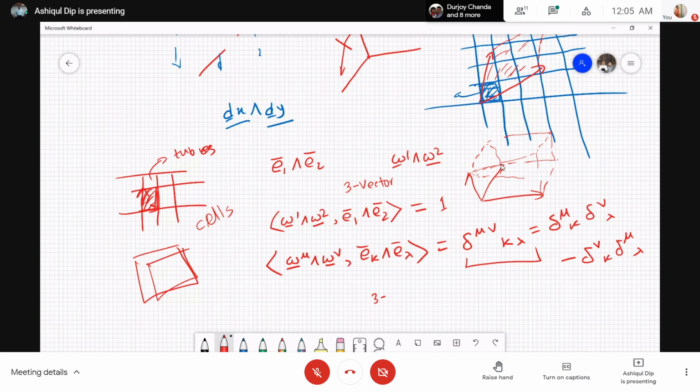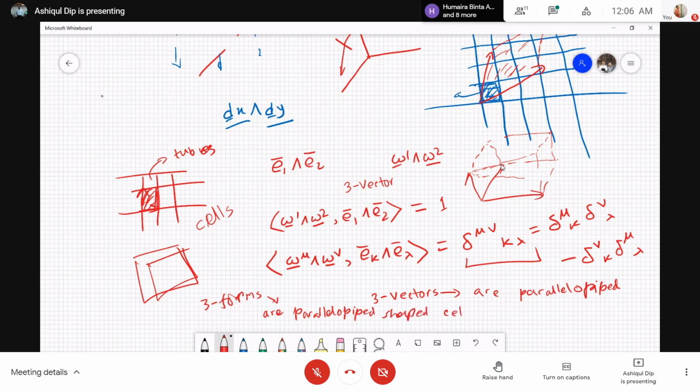So basically 3 vectors in 3 dimensions, in general, those are actually the shape of a parallelepiped. So parallelepiped shape cells, right?